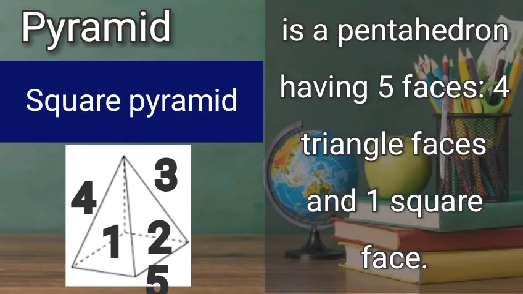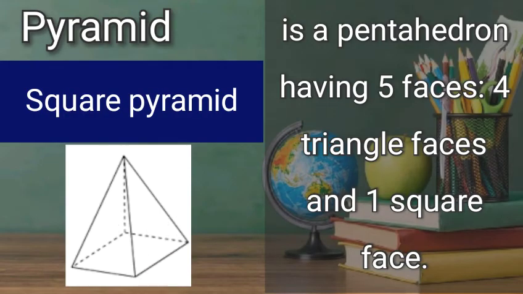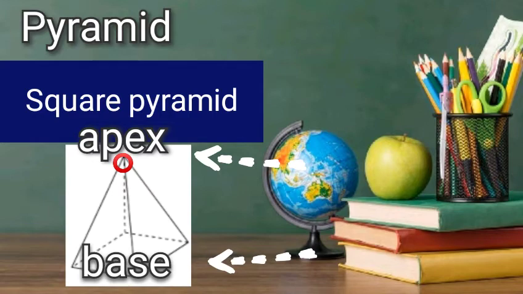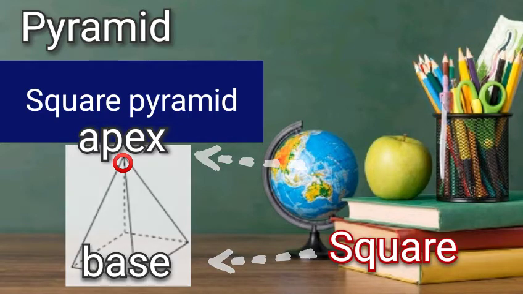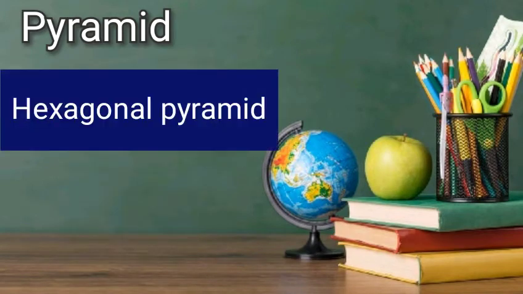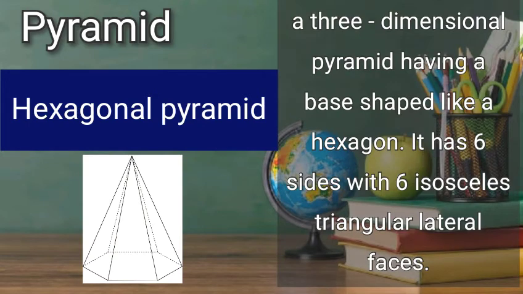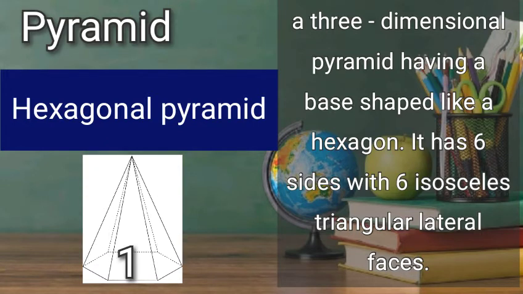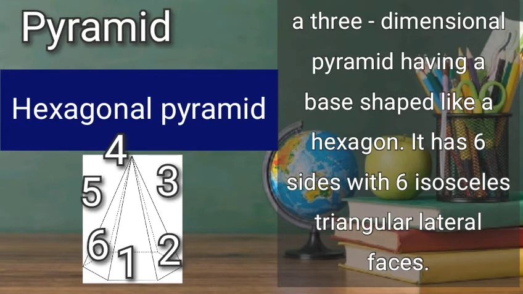A square pyramid is a pentahedron having 5 faces, 4 triangle faces and 1 square face. It has an apex and a base, and its base is always a square. A hexagonal pyramid is a three-dimensional pyramid having a base shaped like a hexagon. It has 6 sides with 6 isosceles triangular lateral faces.